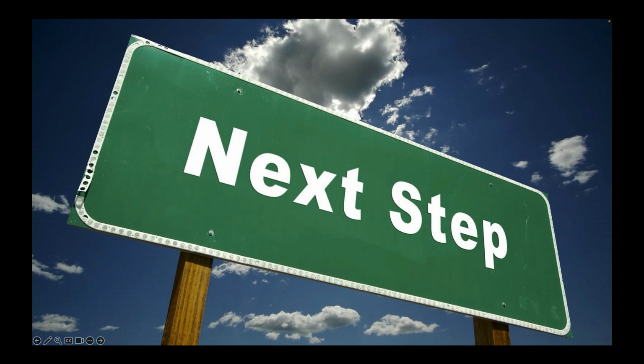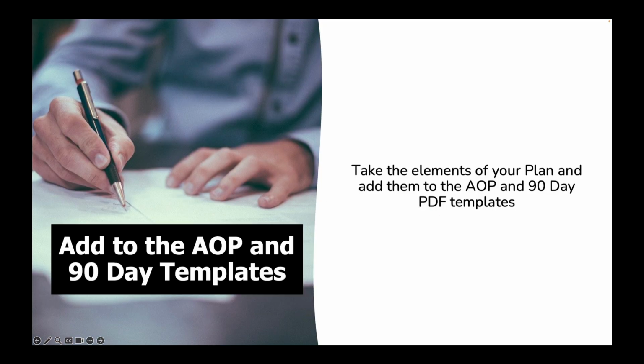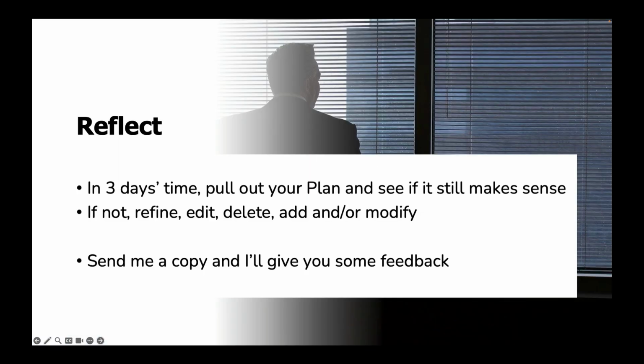Okay. So the next step then is to add the elements of your plan, and refine them into the AOP. In the workbook we've given you templates for the annual operating plan and the 90-day plan, but we'll also give you PDF templates so you can have them on a single page if you would like. They will be in the workshop materials. And then what I'd like you to do is get your plan to the point that you like it, put it away, and don't look at it again for a little while. Then in 3 days' time, when you've forgotten about it and you've been busy doing other things, I want you to pull it out and see if it still makes sense to you, right? And then refine it, edit it, delete it, modify it, do what you need to do and make it work.